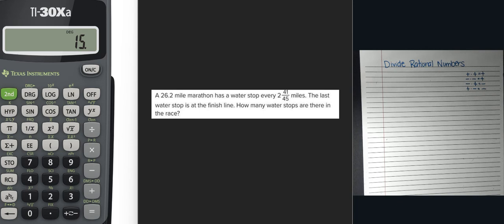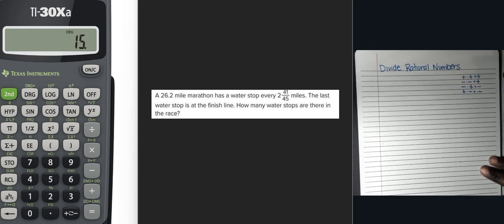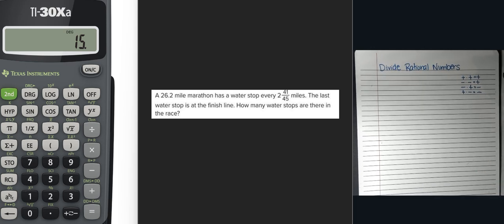All right. So our next example that we're working on, we're still dividing rational numbers. We have a 26.2-mile marathon. They have a water stop every 2 and 41/45 of a mile. The last water stop is at the finish line. So how many water stops are there in the race?